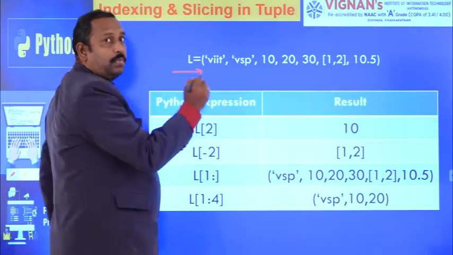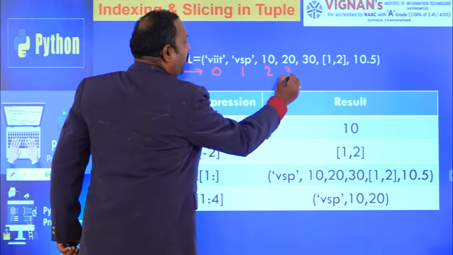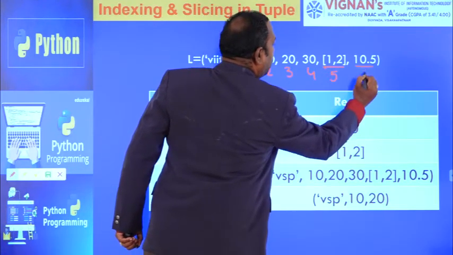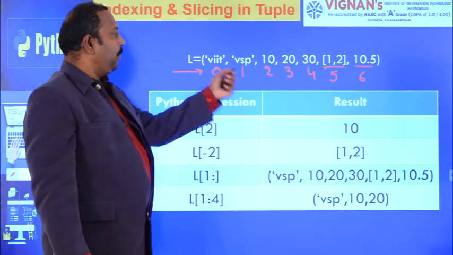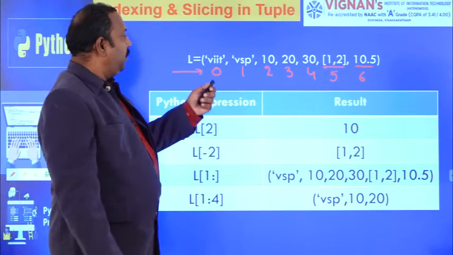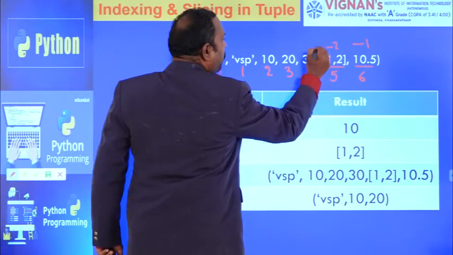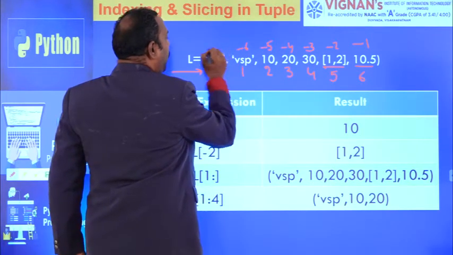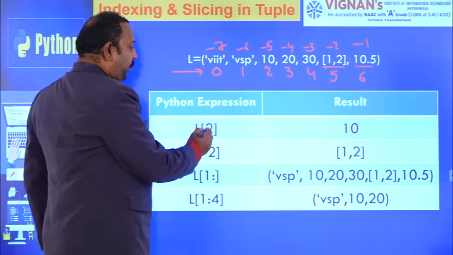Index always starts with 0. So this is 0, this is 1, 2, 3, 4, this is 5 and this is 6. Suppose this is the forward index. Suppose I am considering the backward index, that means the first value from the right is -1, -2, -3, -4, -5, -6 and -7.